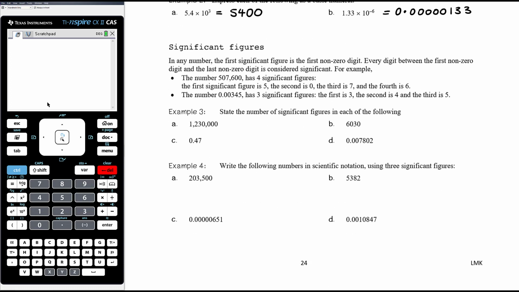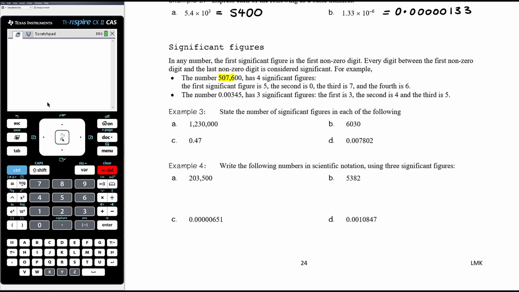So in any number, the first significant figure is the first non-zero digit in the number. And then every digit between the first non-zero digit and the last non-zero digit is considered significant. So here where we've got the number 507,600, it has 4 significant figures because the first non-zero digit is 5, the last non-zero digit is 6, and everything between those counts as significant. So 5076 are the significant figures.